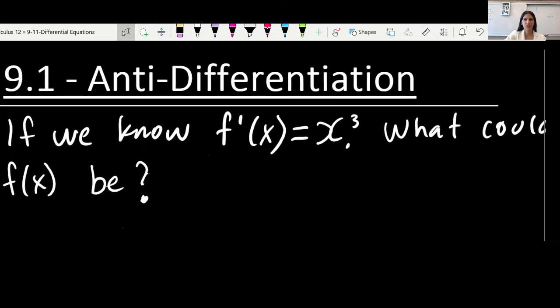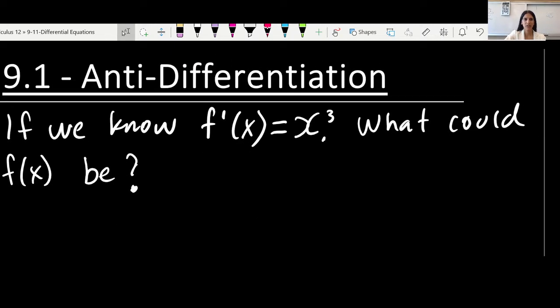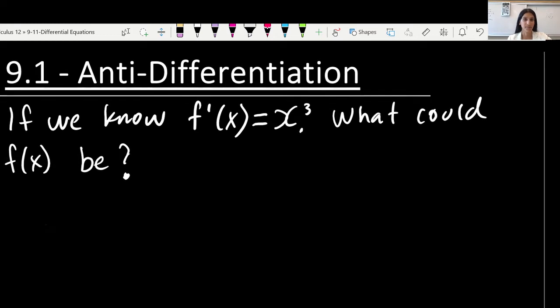We are doing 9.1 today, which is anti-differentiation. And just so that you know, that's basically just the opposite of what we've been doing up until now, where up until now we've been working on derivatives or differentiation. So the title says it all, anti-differentiation is the opposite.